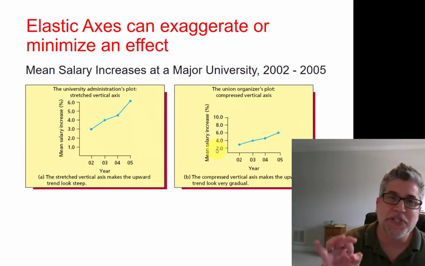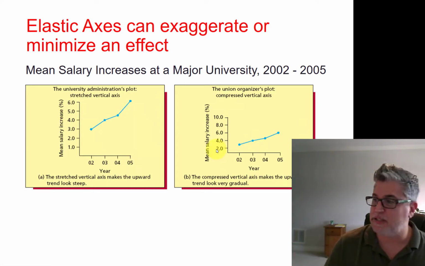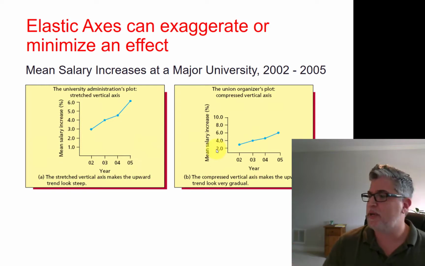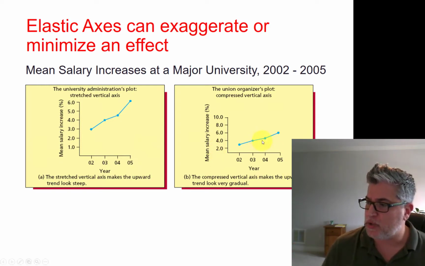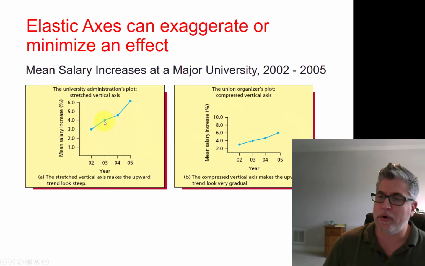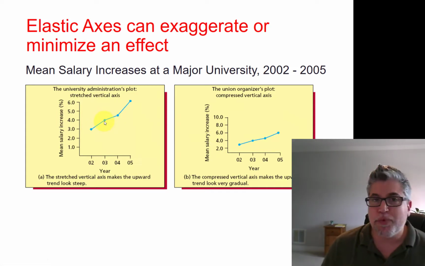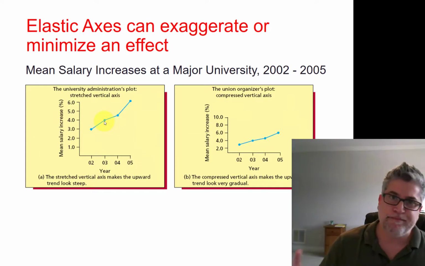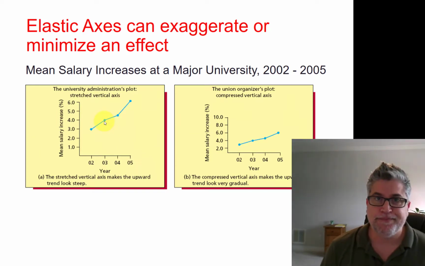Your reader's attention is limited. They're going to glance at a thing and see, what is it saying? What am I supposed to take away? Oh, it's growing but not by much. Or here, oh, it's growing by a lot. If you were an unscrupulous marketer, this would be one of your favorite tricks. If you're a consumer of information, be aware of this one.